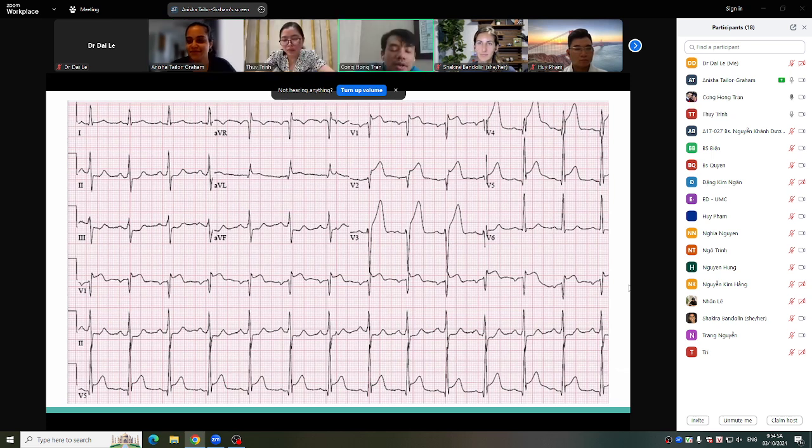Yeah, we can see the ST elevated in V1 to V5, and I think we can see the myocardial infarction. Great. Perfect. So this patient has a STEMI, right?